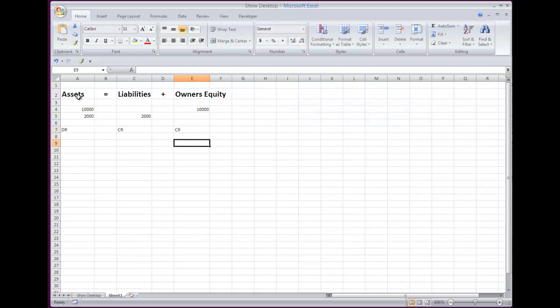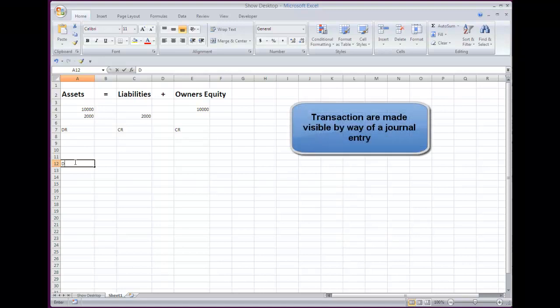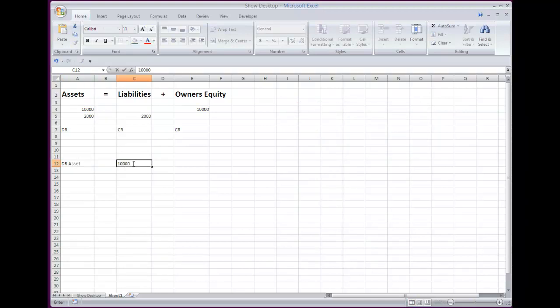So if we looked at these equations before, how would we put them in the journal? Well, the first entry would be debit asset $10,000, and credit owner's equity $10,000. Now, of course, in practice, these might be more detailed. It might be debit motor vehicle, credit owner's equity.